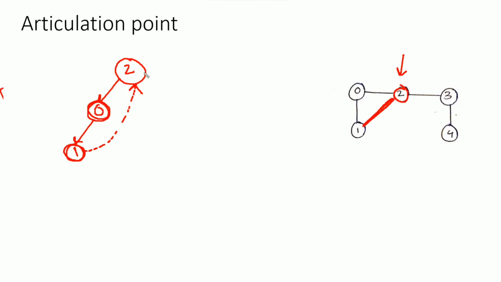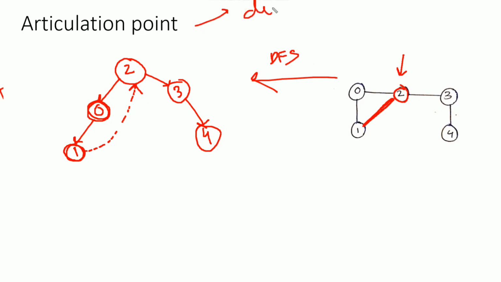From vertex 2 there are still unvisited adjacent vertices left, that is vertex 3, and from vertex 3, vertex 4. So this is just a DFS traversal of a graph. Using DFS traversal, the graph has changed to a DFS tree. Now, after conversion of this graph to a DFS tree, we need to find the discovery time and low time.